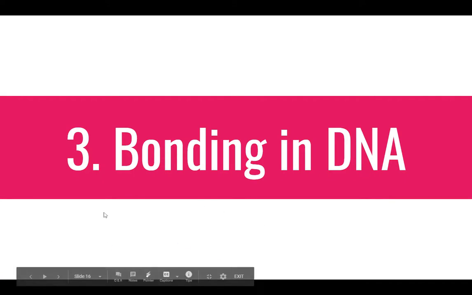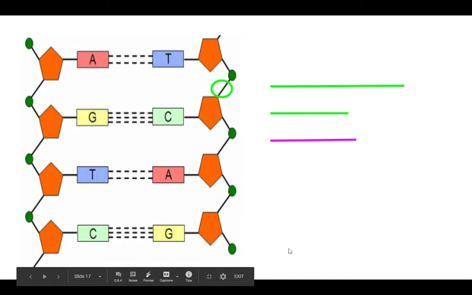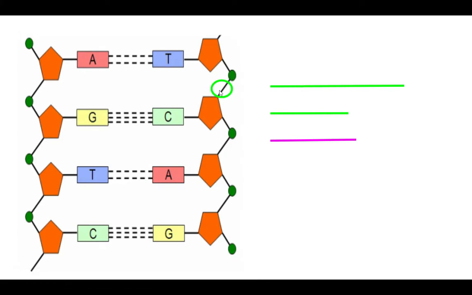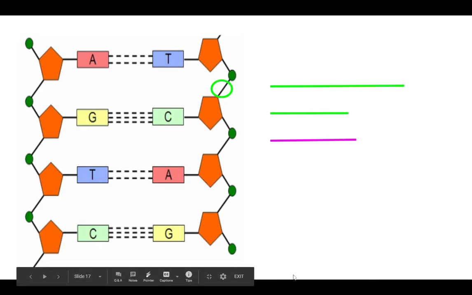When we look at bonding in DNA, there are two bonds that we primarily want to know. Oh, my underlines are still here. If you look, you have one type of bond right here that is represented by a solid line and will be a very strong connection between molecules. Do you remember what type of bond that is?